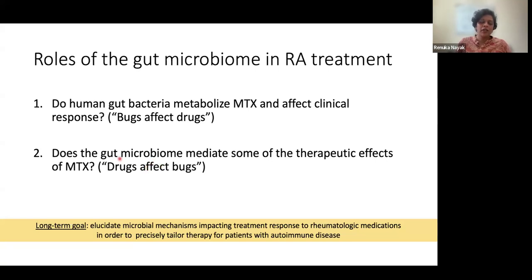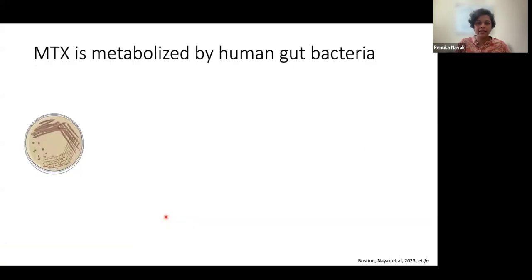And so, that led to this question of, does the gut microbiome mediate some of the therapeutic effects of methotrexate? So do drugs affect bugs and then have downstream consequences on the host immune system? And so both of these questions are really part of my lab's long-term goal to understand microbial mechanisms that impact treatment response to rheumatologic medications. If we understand that, we can tailor therapy and advance precision medicine for patients with rheumatic disease.